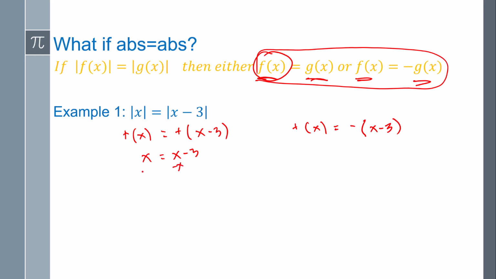So if I subtract x on both sides, it cancels out, nothing happens. For this one, you get x, distribute the negative, add x, divide by 2, and you get x equals 3/2.